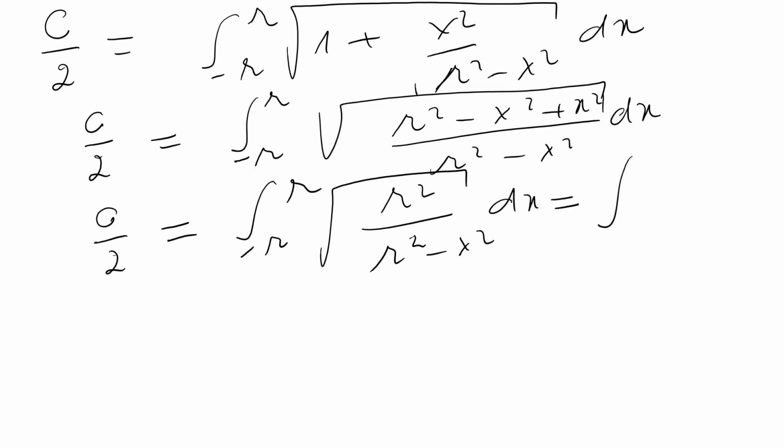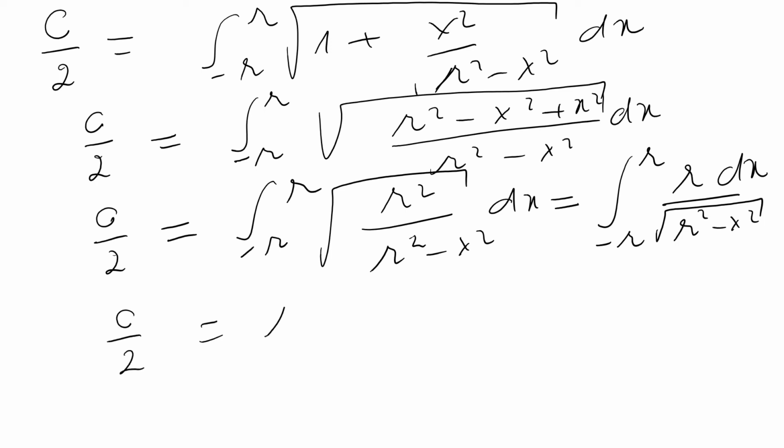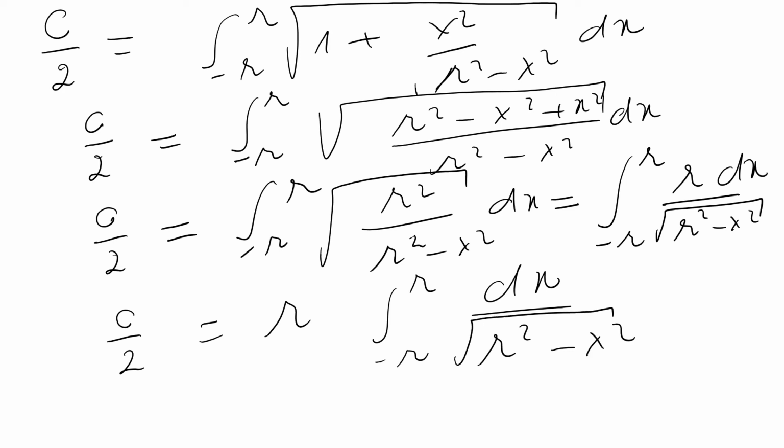This is the same as having the integral from negative r to r of r dx over the square root of r squared minus x squared. I took the square root of r squared, which is equal to r, and the square root comes here on the denominator. So that's why you see negative r to r, then r dx over the square root of r squared minus x squared. We are going to continue. C over 2 is equal to r, then the integral from negative r up to r, then dx over the square root of r squared minus x squared.